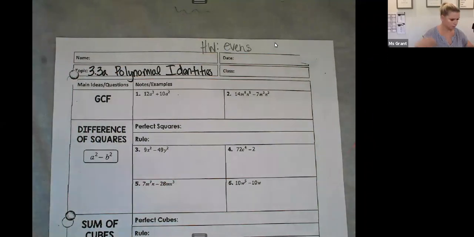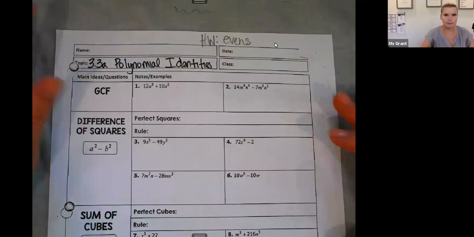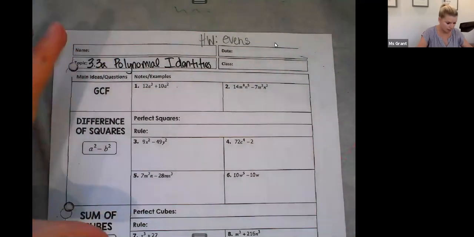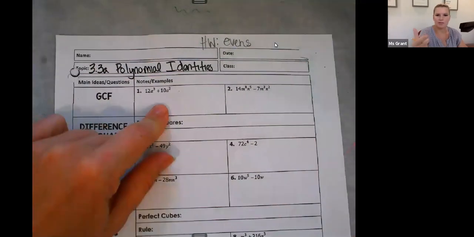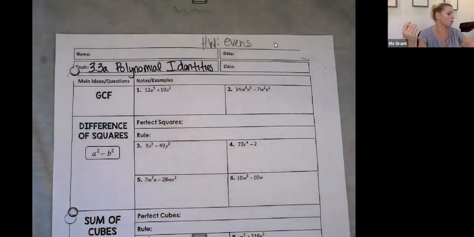I think we're good. So GCF, we've talked about GCF a lot because it's come into play a lot. A common number and a common variable. So I want to have 12 and 10. So I think like, what's the biggest number that goes into both of them, right? That's what it is.